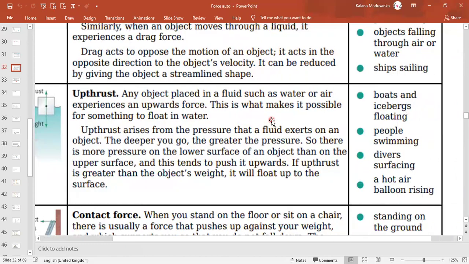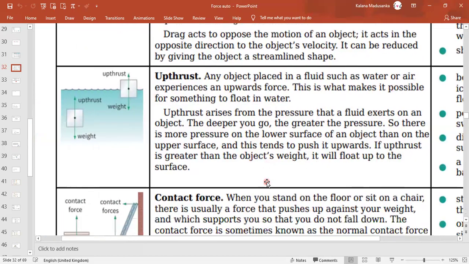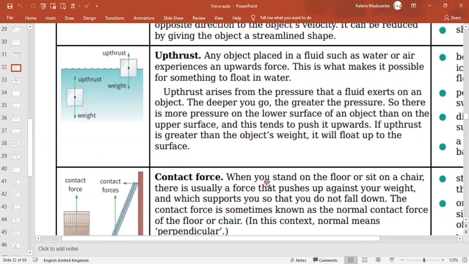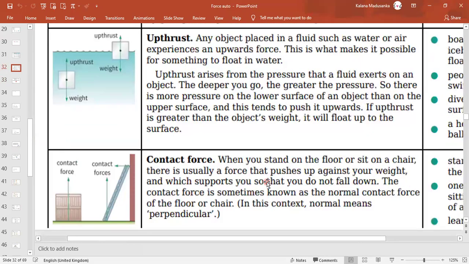So we will talk about upthrust separately. This can be seen in boats, an iceberg floating, people swimming, divers surfacing, a hot air balloon rising. Here you can observe the upthrust. Then we have some contact forces.